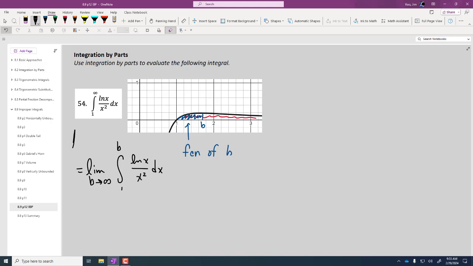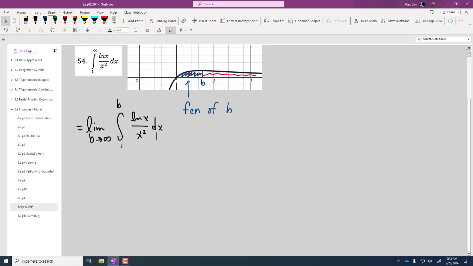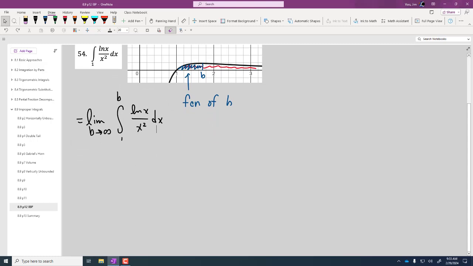So the way that this is going to be integrated is with integration by parts. So this is kind of a classic integration by parts. We have a product, and we want to integrate a product. We have natural log of x multiplied by 1 over x squared. That's the product in the integrand.